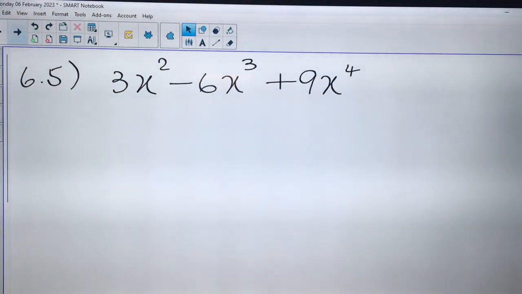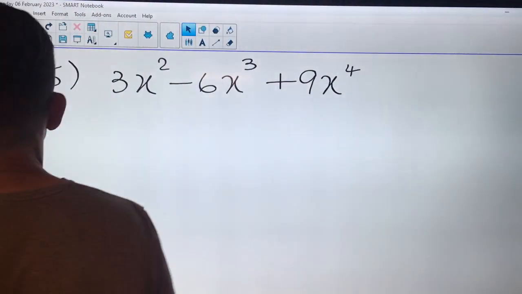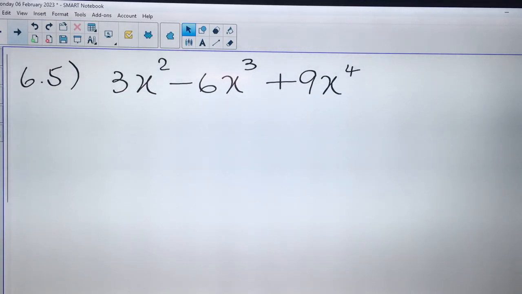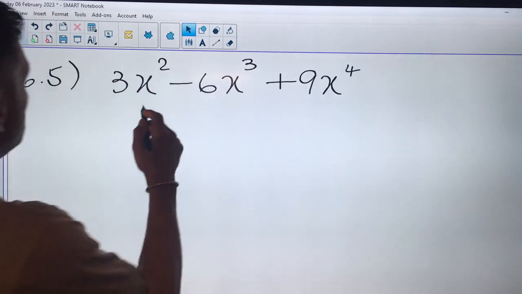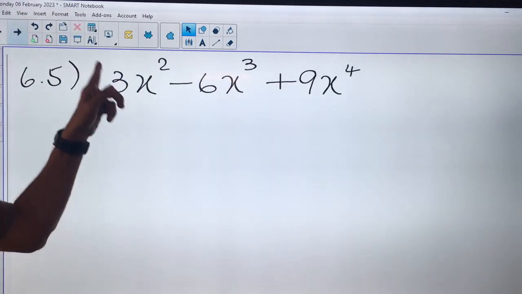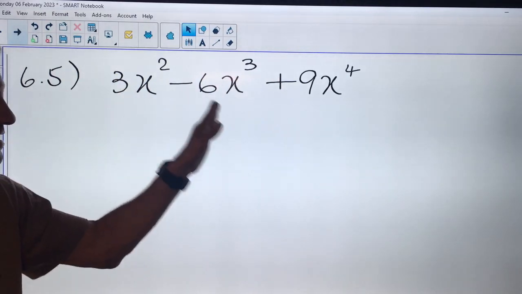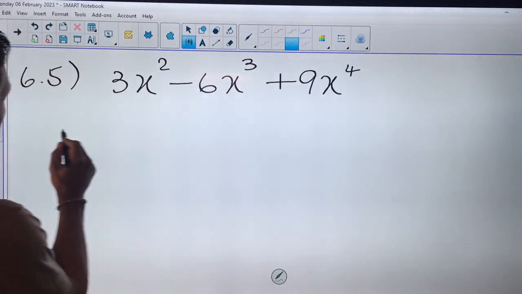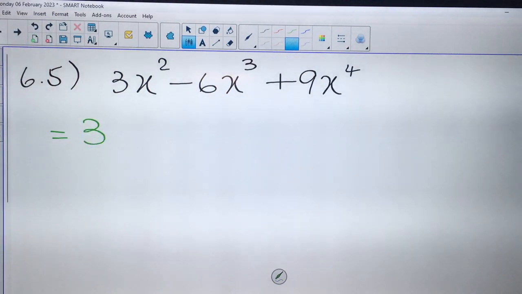Okay. So the ones I have on the board are the ones that you got wrong, both of you or one of you. First we look at the numbers. We have to look at the biggest number that can divide into 3, 6, and 9. That is normally easy to see. And in this case, that would be 3.